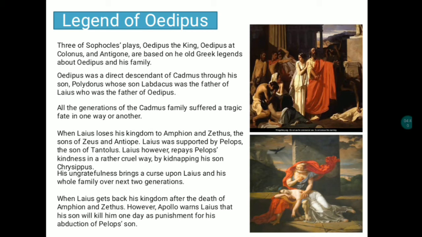The next generation of the curse was Laius being killed by his son Oedipus, and the next curse was Oedipus marrying his own mother. So this is how the story will progress.